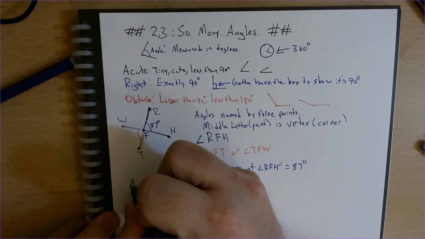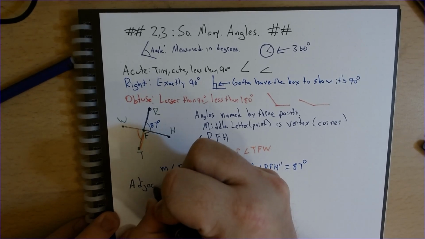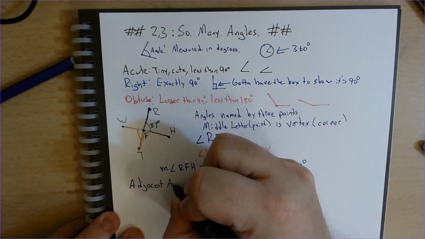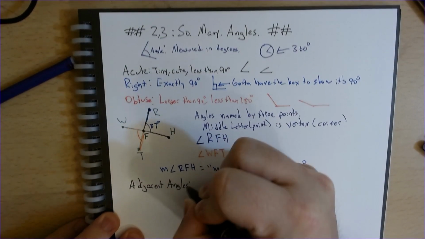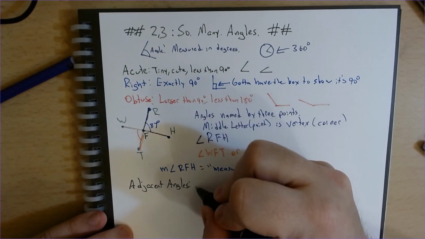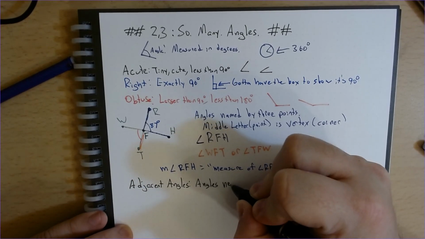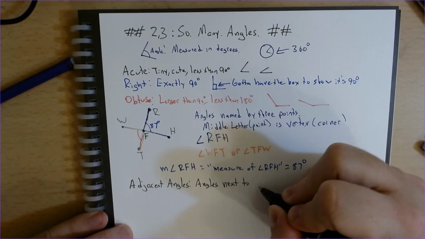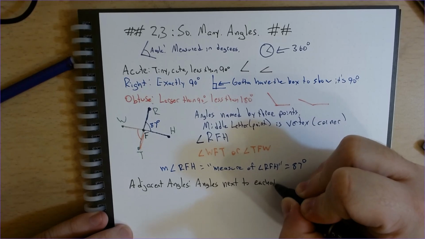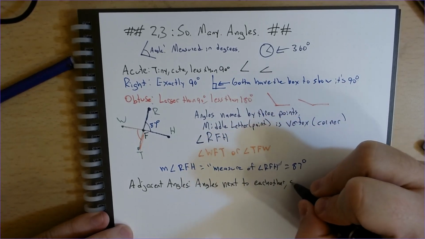The first word you're going to have to know is adjacent angles. And hopefully you know what the word adjacent means. Adjacent means next to. So literally these are just angles next to each other. They share a middle side.